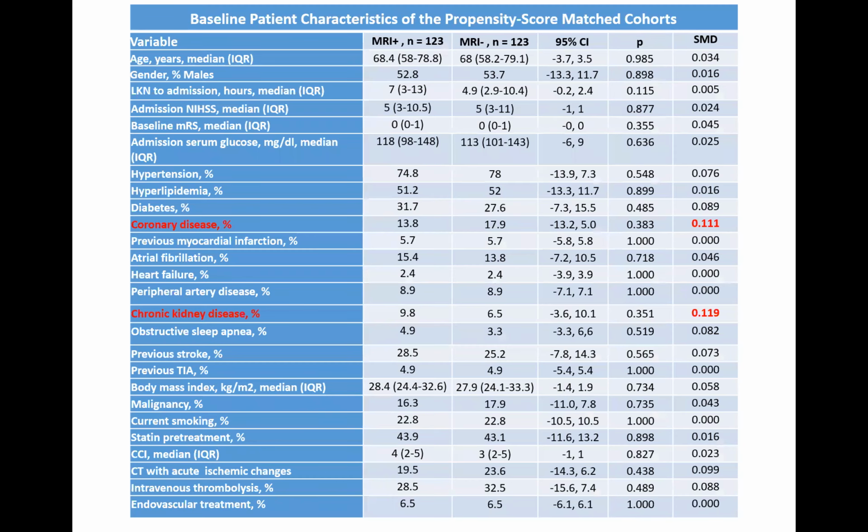And that gave us a very well matched group. A standardized mean difference of less than 0.1 is considered to be good balance. We ended up with a 0.111 and a 0.119, and everybody else was under 0.1. So this is a very well matched group now that we discarded 2/3 of the original CTO patients.